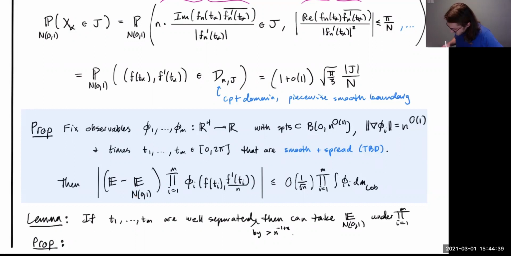And so from this, you see that you can take this expectation under the product. It's just a computation. You can compute the covariance matrix for the Gaussian, and then it's just a computation to see that the covariance matrix decouples into a chain of blocks.